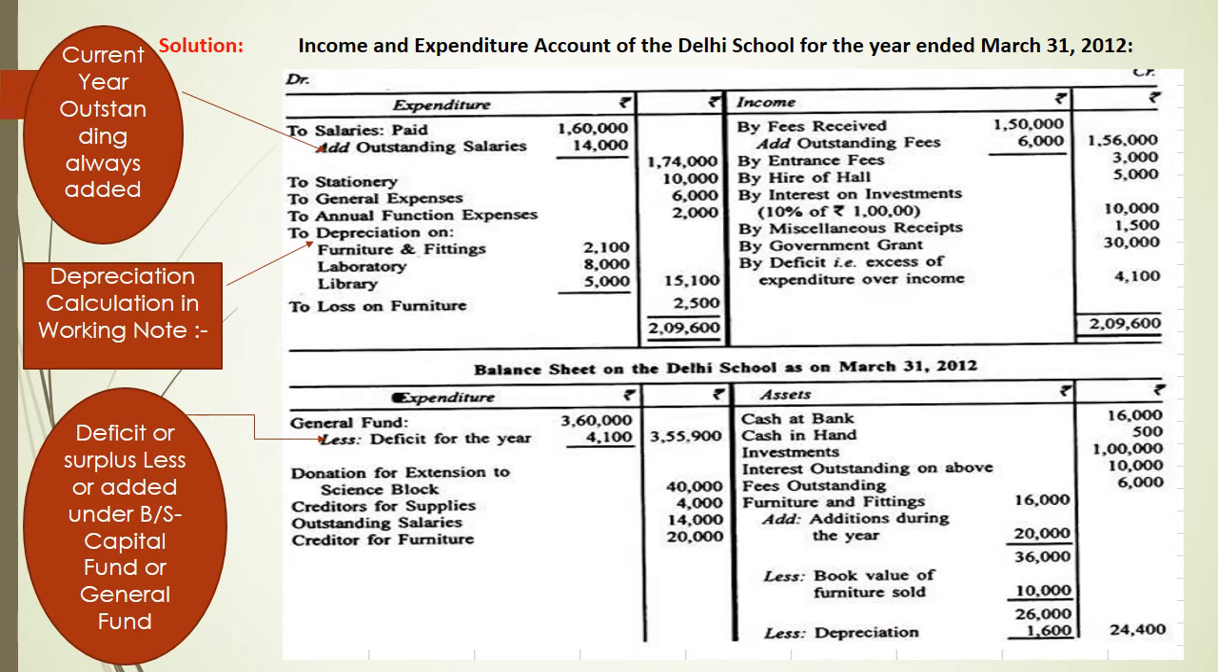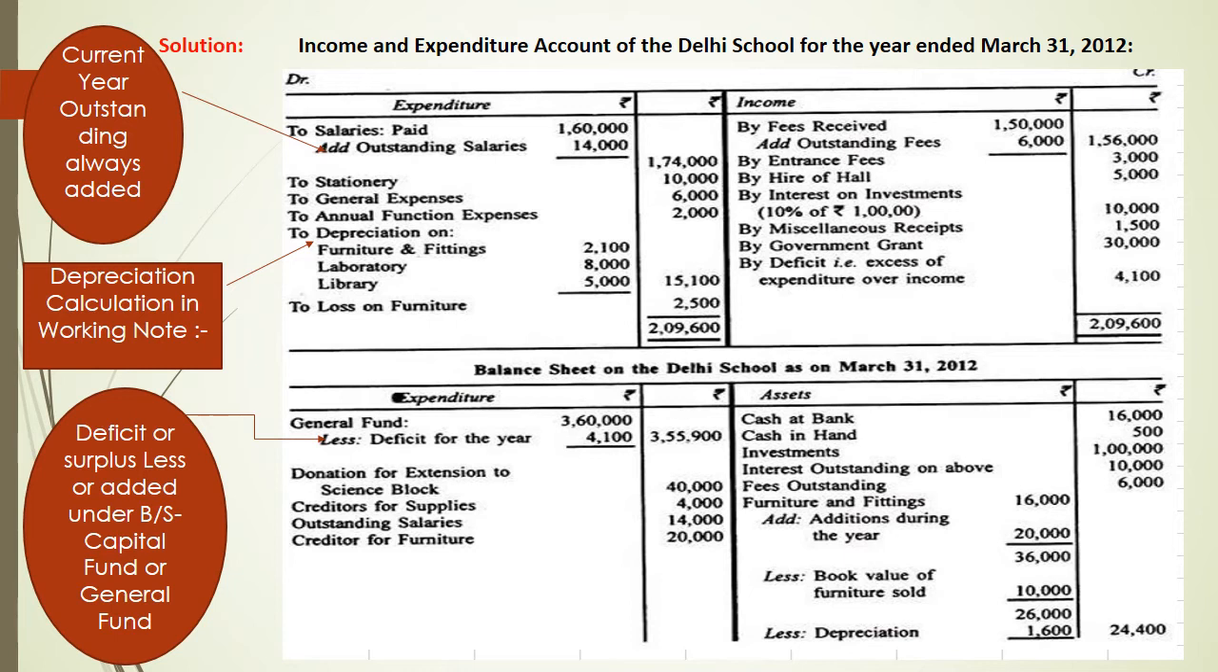Okay. So today, if I am taking the outstanding fees, the fees received 1,50,000 plus 6,000 comes under the 1,56,000. Now the other recurring nature item of income, entrance fees 3,000, is mentioned on this income side. Then hire of the hall 5,000.